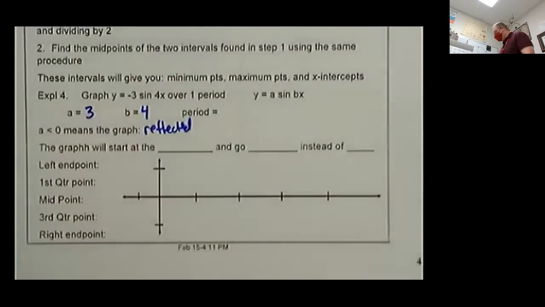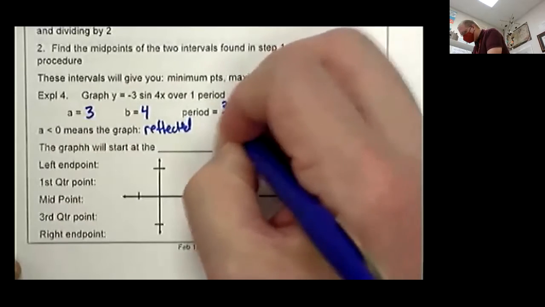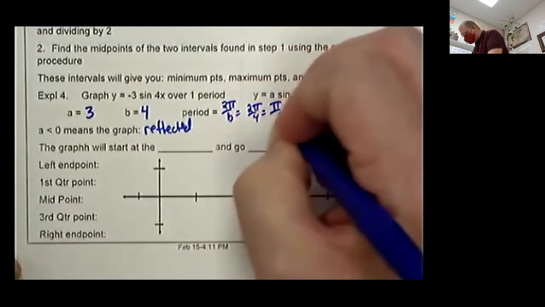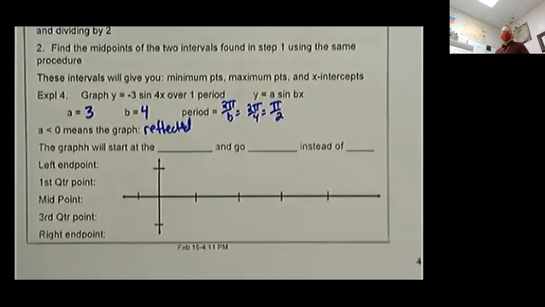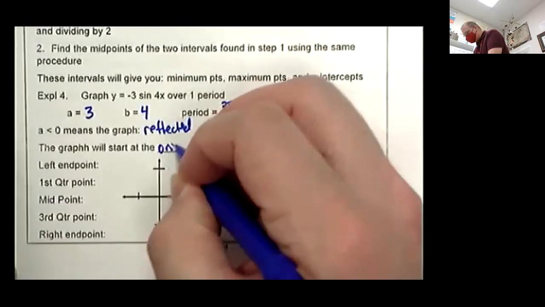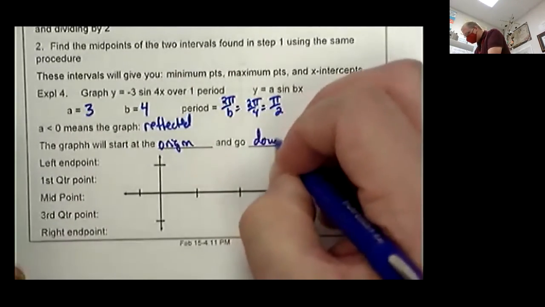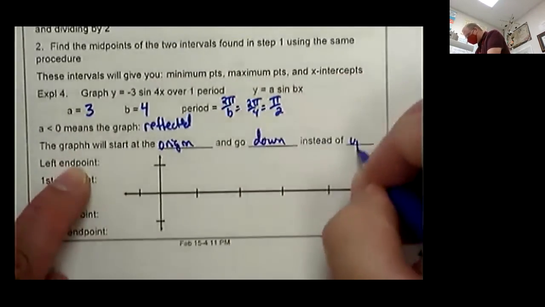B is 4, and that means our period, which is 2 pi over b, becomes 2 pi over 4, which is pi halves. So the graph is going to repeat itself in pi halves. So that means the graph will start at the origin and go down because it's negative instead of up.